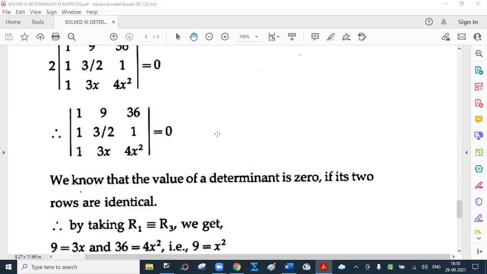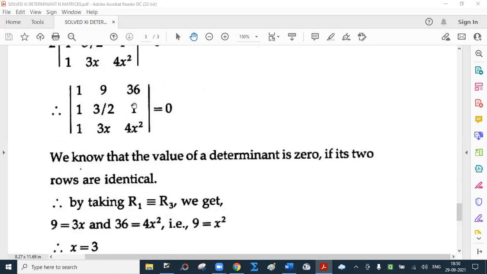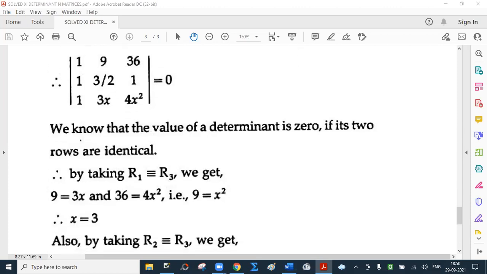So can we take R1 identical with R3? See, I'm not saying yes, we can. We are going to check that possibility. Is 1 equal to 1? Yes. Can 3x be 9? Provided 4x square must be 36. Let us check. 3x equal to 9. So x equal to 3. What is the value of 4x square? Yes, 36. Is that clear? So one of the values must be 3.